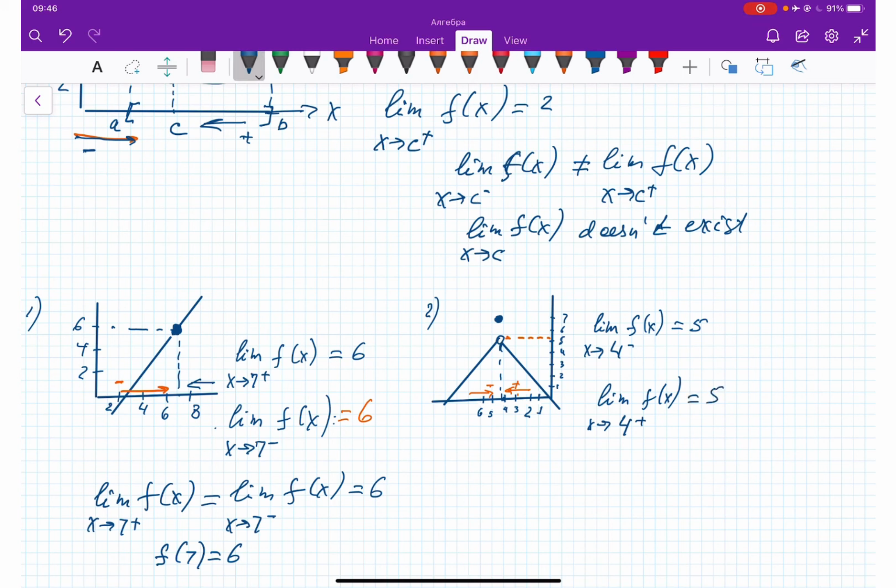All right. Now, since the left-sided limit is equal to the right-sided limit, we should insist that the limit does exist at the point of 4, right? I should insist that the limit of f of x as x approaches 4 does exist.